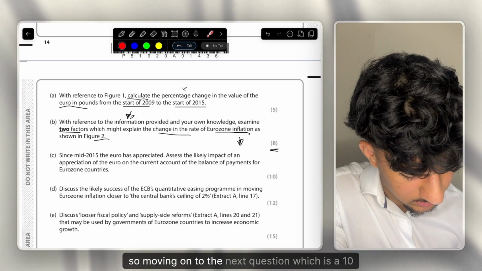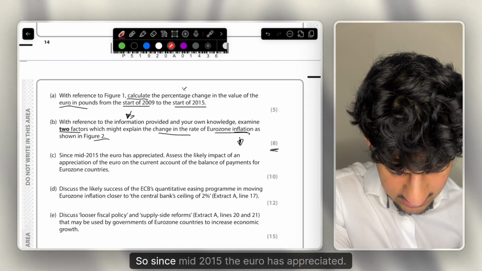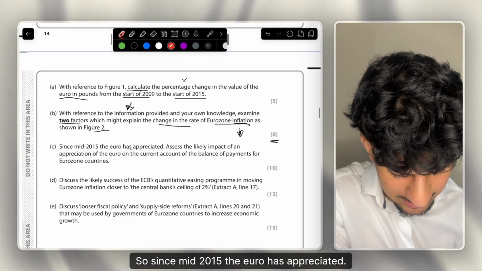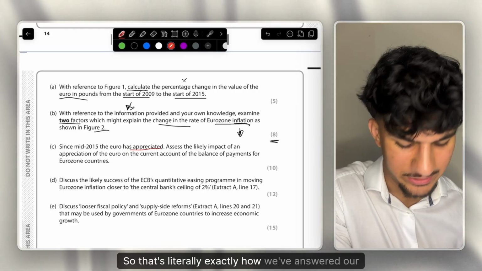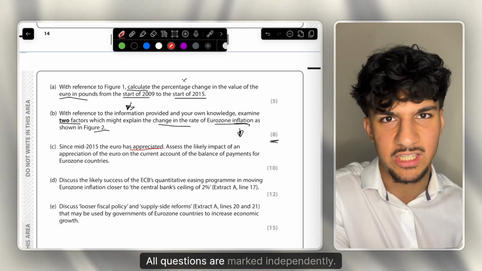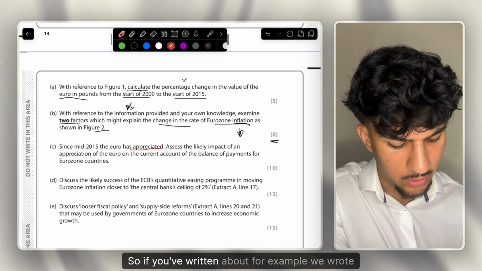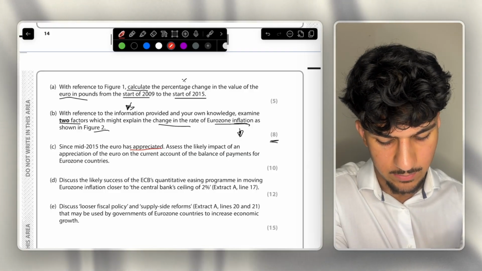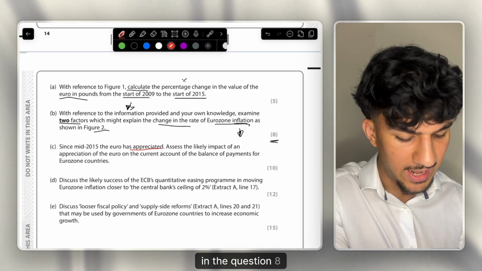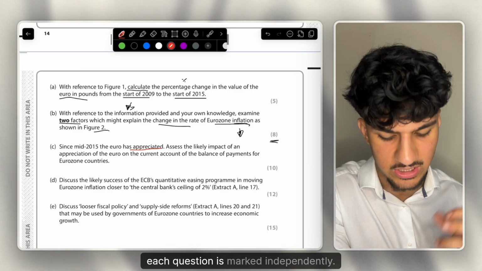Okay, so moving on to the next question, which is a 10-mark question. So let's have a shot at this. Since mid-2015, the euro has appreciated. So that's literally exactly how we answered our 8-mark question. But remember, that's completely fine. All questions are marked independently. You'll actually see a lot of the time the questions do overlap. So if you've written about, for example, we wrote pretty much about this in question 8, you can still 100% write about that in question 10, because, like I said, each question is marked independently.